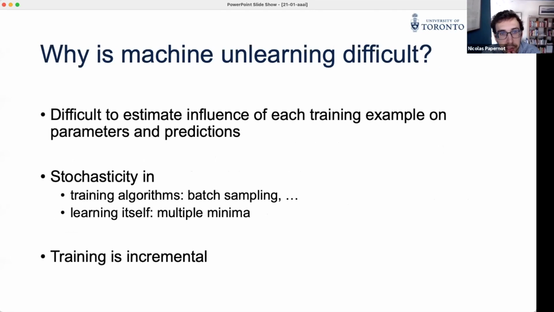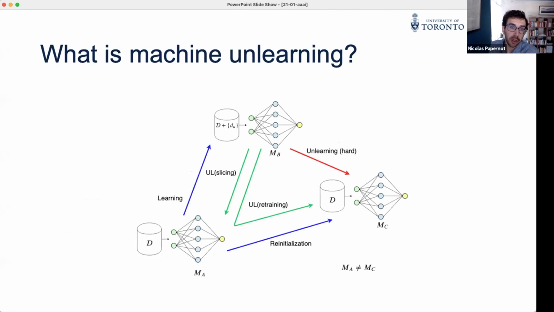And this is aggravated in the context of machine learning because training algorithms are very stochastic in the way that you sample mini-batches, the losses very often produce non-convex problems because of the architecture of the model, and also the training itself is incremental. So once you've seen a point, all future updates depend on this point. And so it is really hard to define what machine unlearning should do.